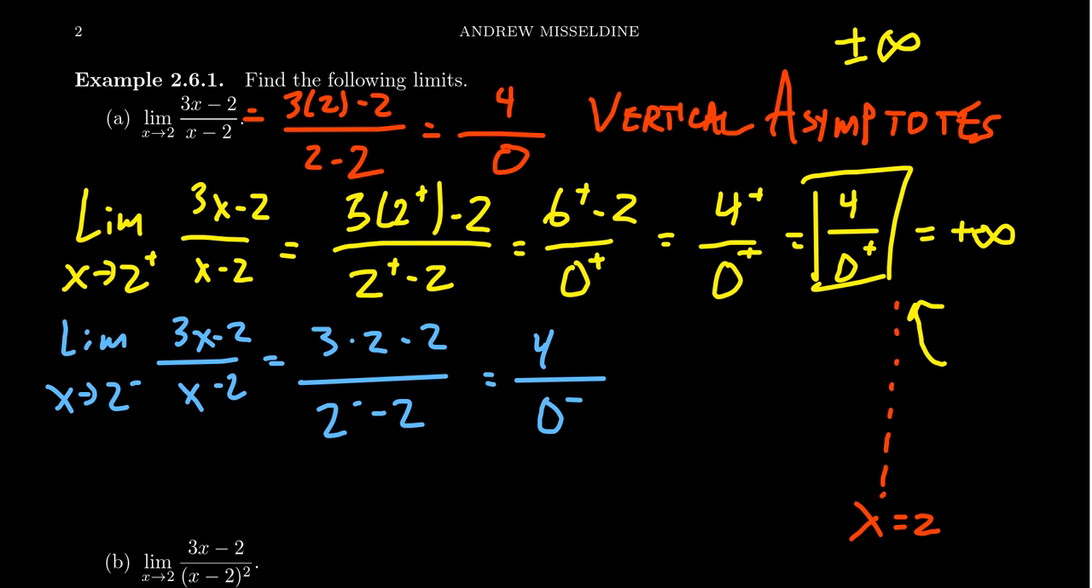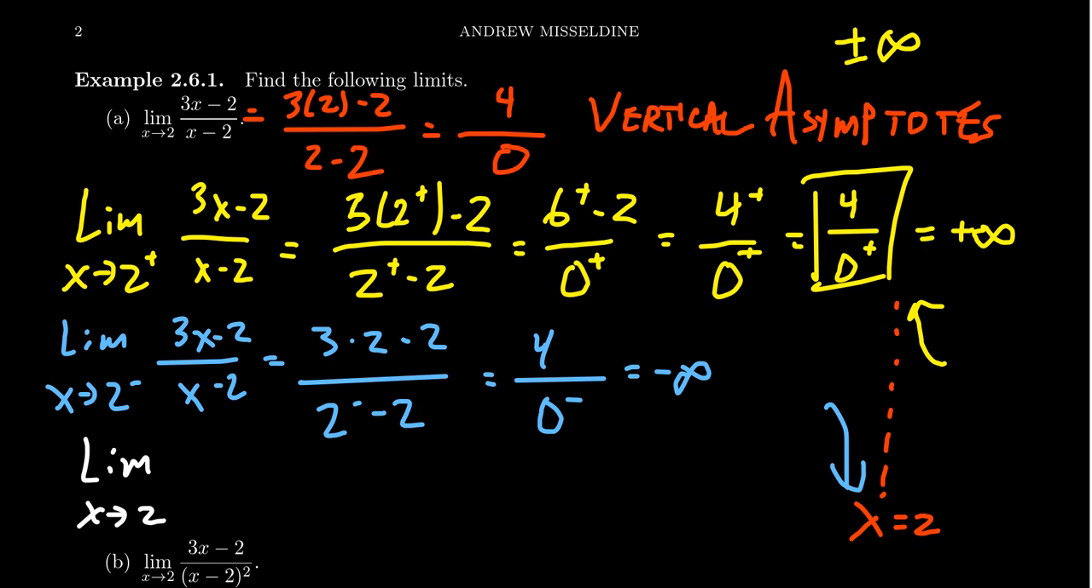So if you take a positive 4 and divide it by a negative number, which has a really, really, really small absolute value, the number will have huge absolute value, but it will be negative. And hence, this gives us negative infinity. So we see here that as you approach 2 from the left, you'll get negative infinity. As you approach 2 from the right, you're going to get positive infinity. And so the left limit will be positive infinity. Excuse me, the left limit will be negative infinity. The right limit will be positive infinity.